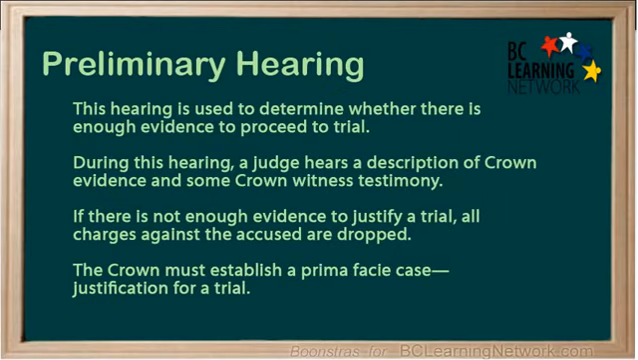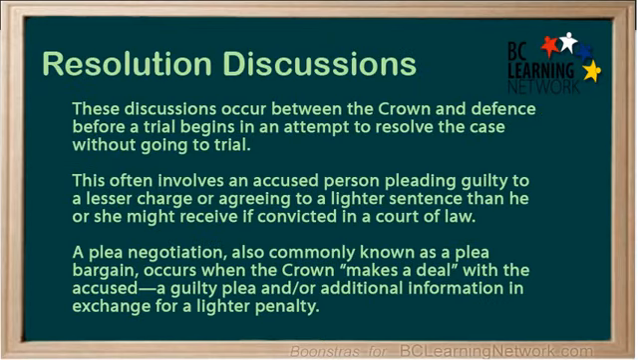The preliminary hearing is used to determine whether there is enough evidence to proceed to trial. During this hearing, a judge hears a description of the Crown's evidence and some of the Crown's witness testimony. If there's not enough evidence to justify a trial, all charges against the accused are dropped. The Crown must establish a prima facie case, that is, a justification for a trial.